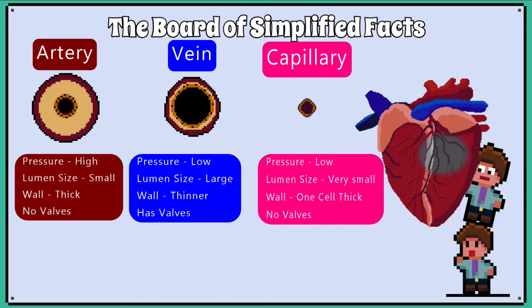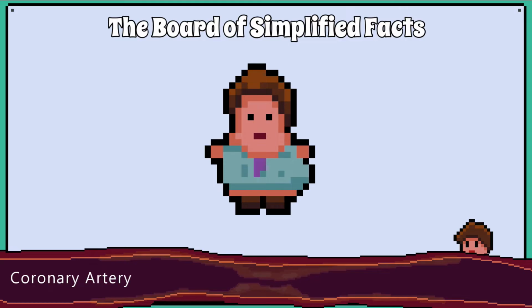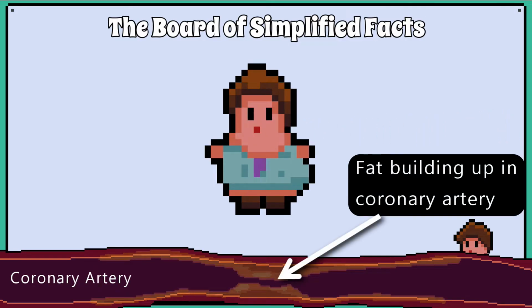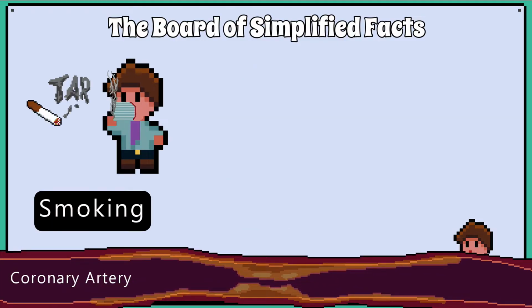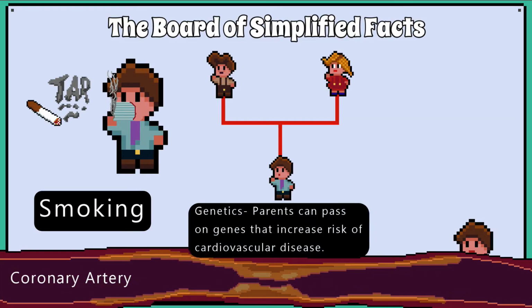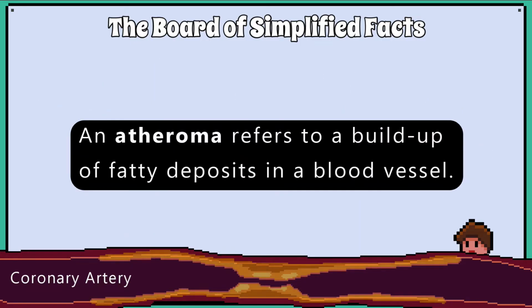The risk factors for cardiovascular disease are as follows. If someone has too much fat in their diet, they may find they have high blood cholesterol and more fat deposited in their blood vessels. If someone consumes too much salt, this can lead to them having a higher blood pressure. Other risk factors include smoking, genetics, where their family has a history of cardiovascular disease, and if they do not exercise often. An atheroma is a buildup of fatty deposits in an artery.